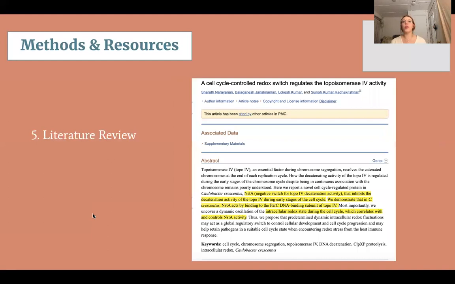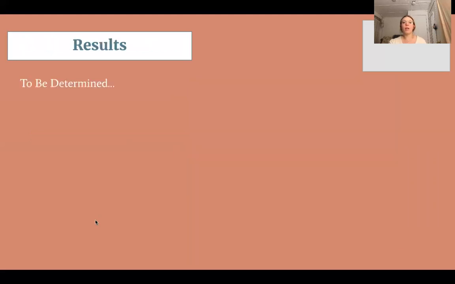Lastly, literature review. There are a lot of papers out there about Caulobacter just because it's a great model to be using. However, there are not a lot of papers out there about NstA or GapR for that matter. But there's still a lot of information out there, and it's great just to analyze it as we can. My results are to be determined. I'm still working through my hypothesis, so they can't really be explained right now.